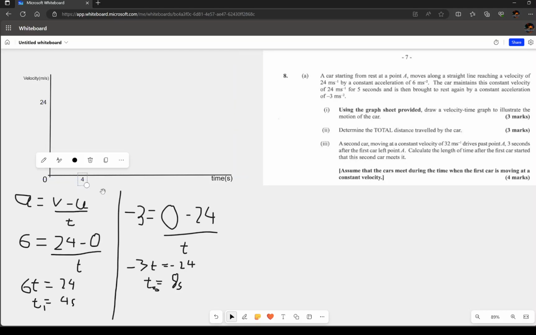And just put this 4 right there. And then now we need to add t2, which would be 5 seconds, to the 4. So that's going to be 4 plus 5, which is 9. So our next value that we need to add is 9. Can add that right here.